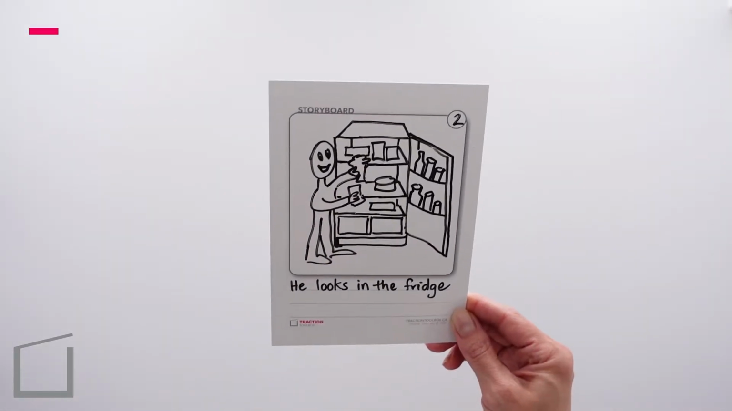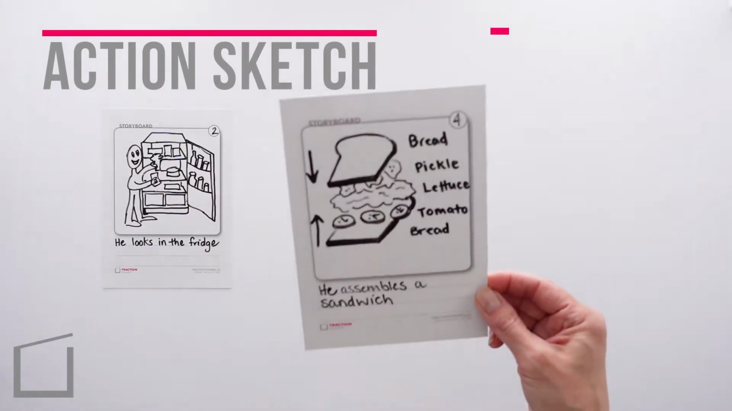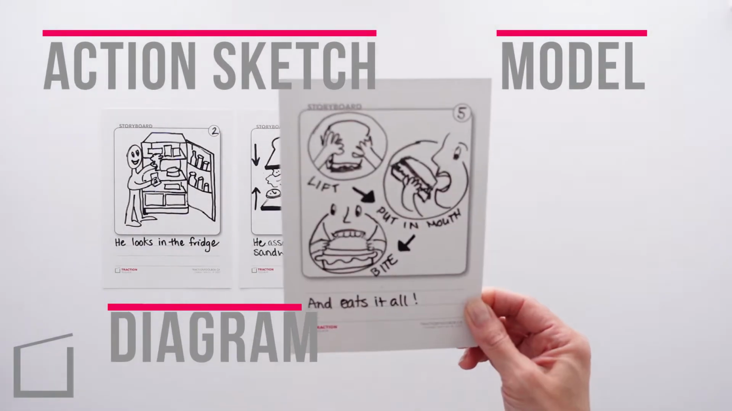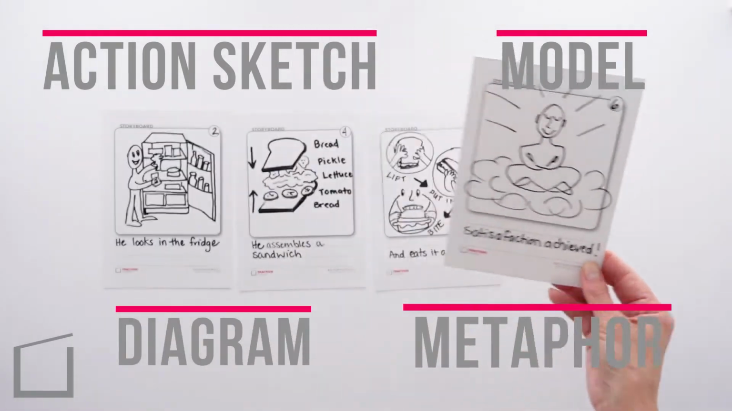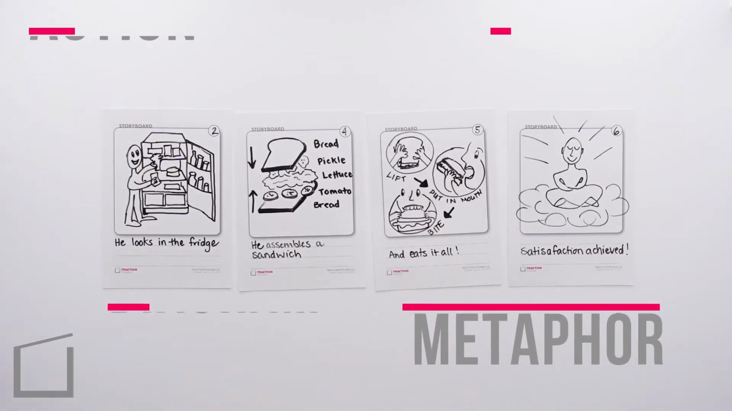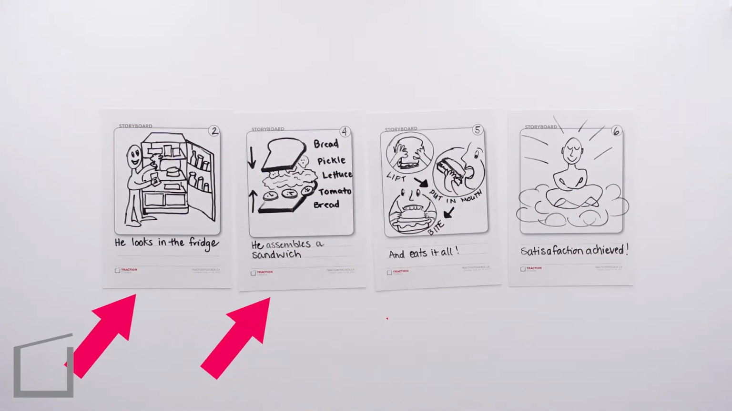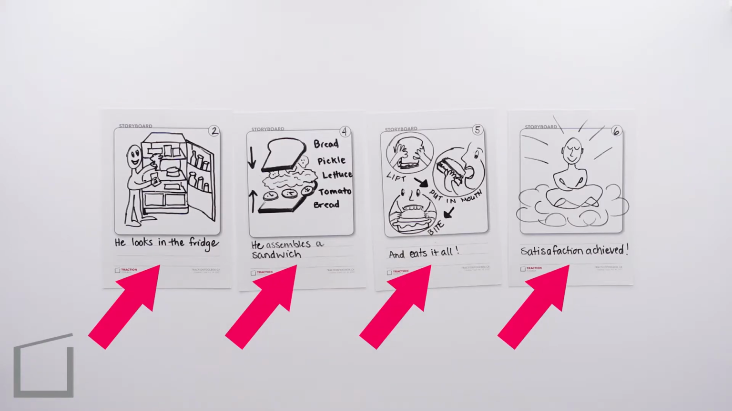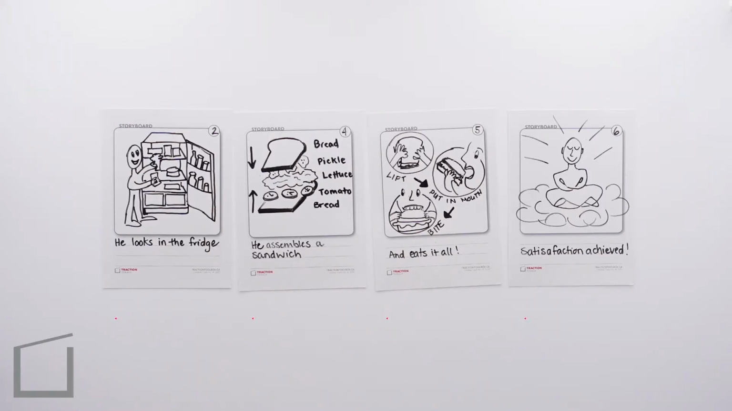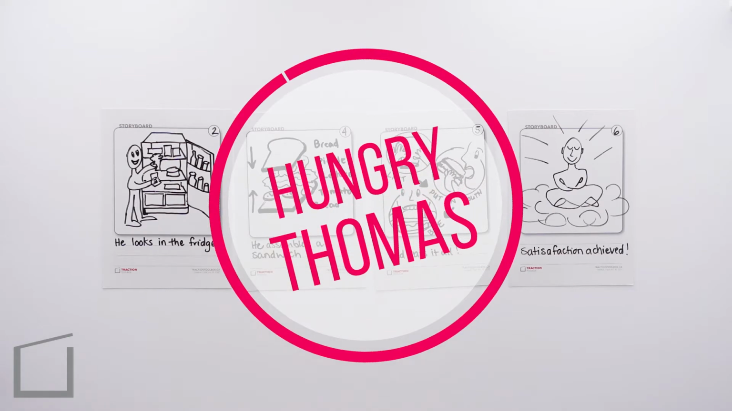It has an image, which could be an action sketch, a model, a diagram, or a metaphor. It has corresponding text, which could be a description of the action, or characters, or the dialogue. And it has a name or a title.